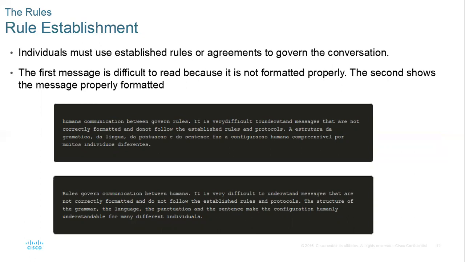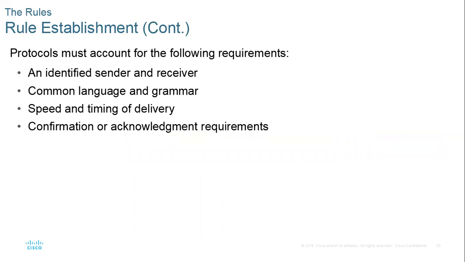And individuals must establish rules and agreements. If you have a husband and wife, like I talked about earlier on, you have a boss and employee, there's some set standards. There are some rules that govern how you guys communicate. So protocols must account for the following: identified sender and receiver, common language and grammar. You can't just come to me and start speaking your dialect or your language or your lingua franca. We have to have a common means of communication. Without that, it's going to be very hard for us to communicate because we don't have a common language.